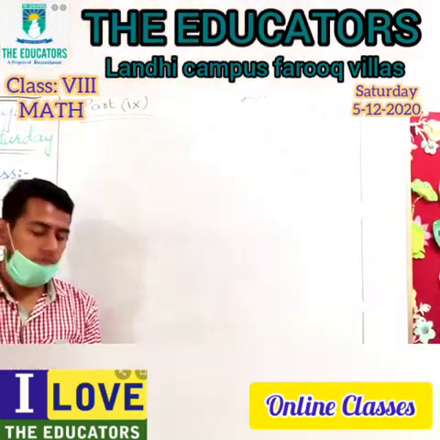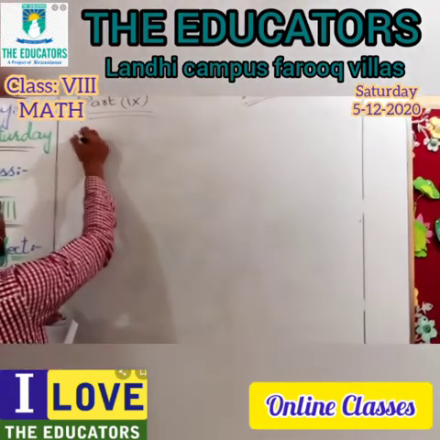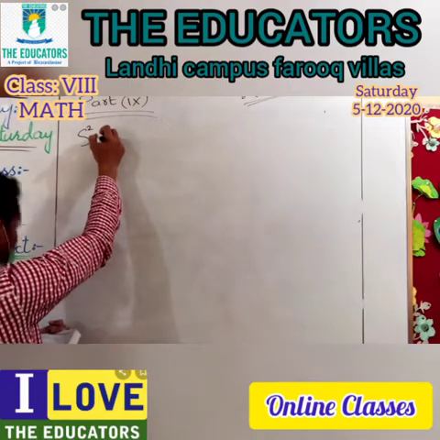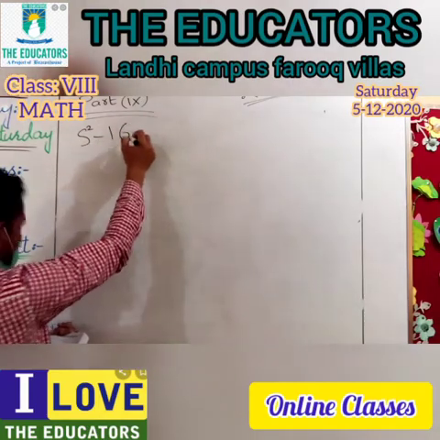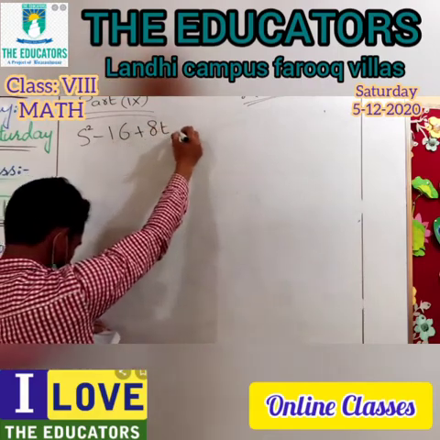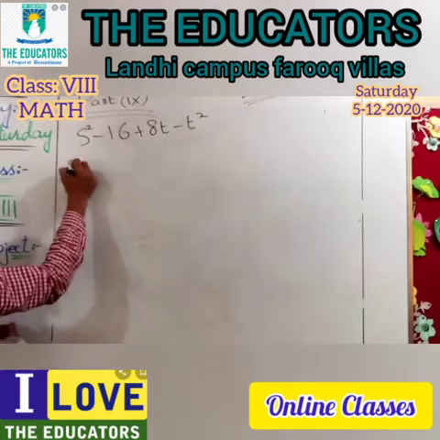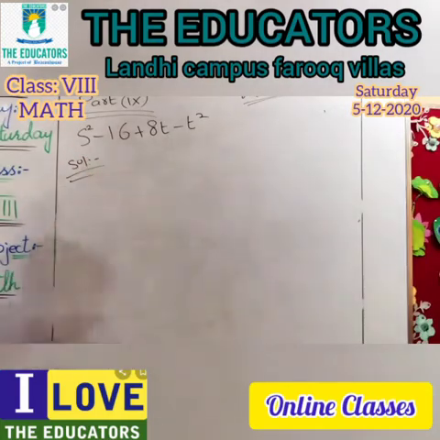Now I am solving part number 9 for you. That is s square minus 16 plus 8t minus t square. Okay, so let's solve it.